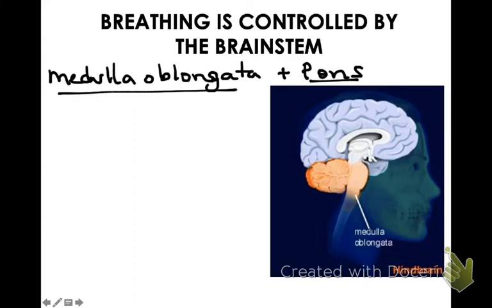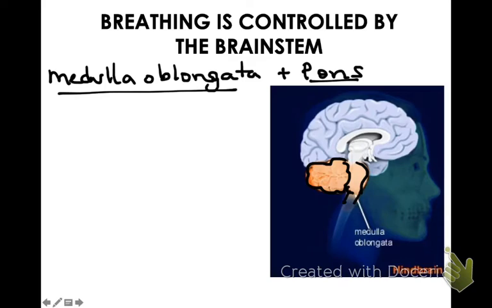So the two parts of the brain, which are near the brainstem, which is the bottom of the brain, are the medulla oblongata, which is kind of this area. Notice also in the brain, there's lots of wrinkles with lots of surface area. And then the pons area of the brainstem.